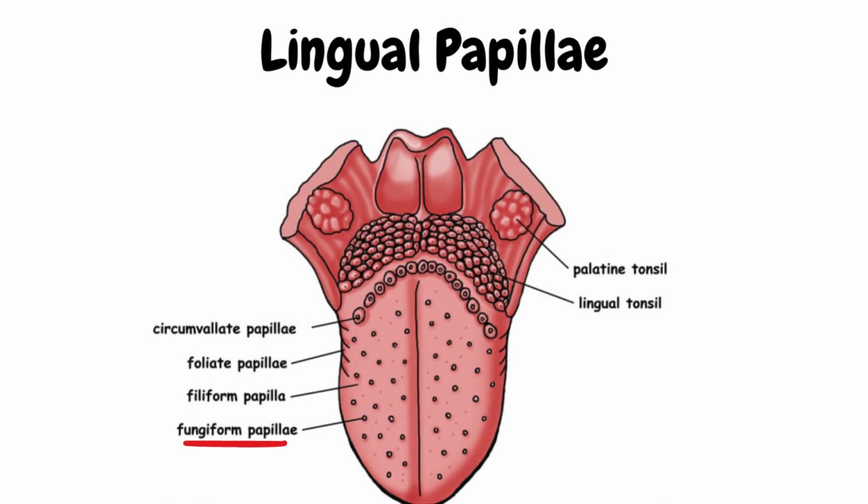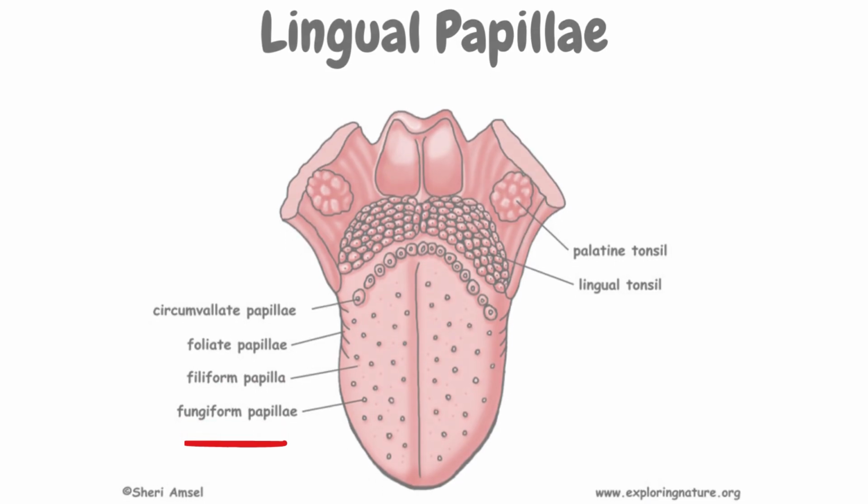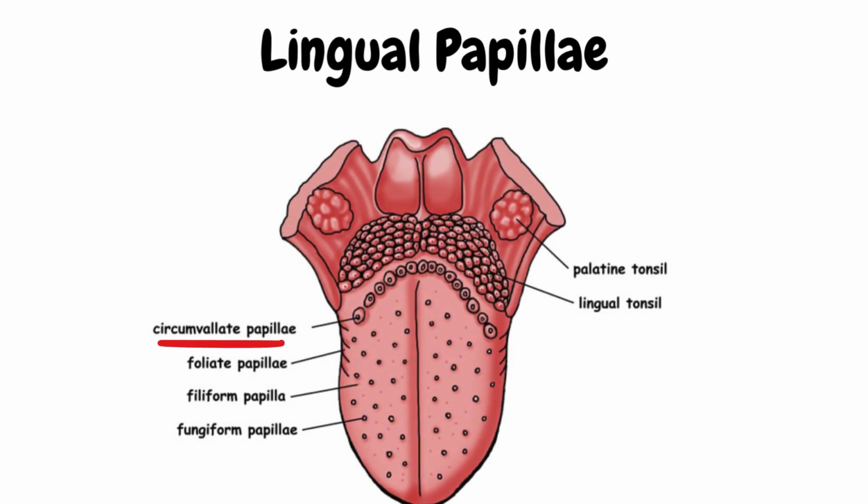Fungiform papillae are mushroom shaped papillae scattered among the filiform papillae. They contain taste buds and are responsible for the detection of different tastes. Fungiform papillae are more abundant towards the tip and sides of the tongue. Circumvallate papillae are large circular shaped papillae located at the back of the tongue forming a V shaped row. They contain numerous taste buds on their walls. These papillae are involved in the perception of bitter taste.